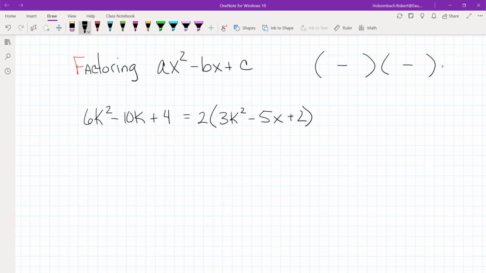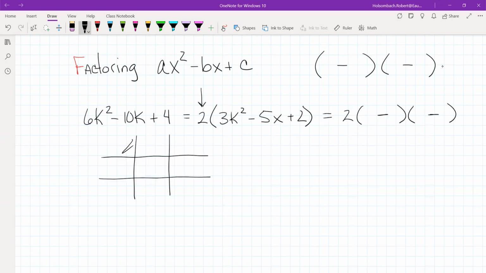Now, be real careful when you list your factors. And don't forget this 2 right here. All right? So I'm going to bring over the 2 right now. I'm going to put the parentheses for my 2 binomials, and I'm going to put my signs in. That way I'm not going to forget the 2, and I know what my signs are going to be. So I'm going to draw my table. And now here's what I'm factoring: the 3k squared minus 5k plus 2.